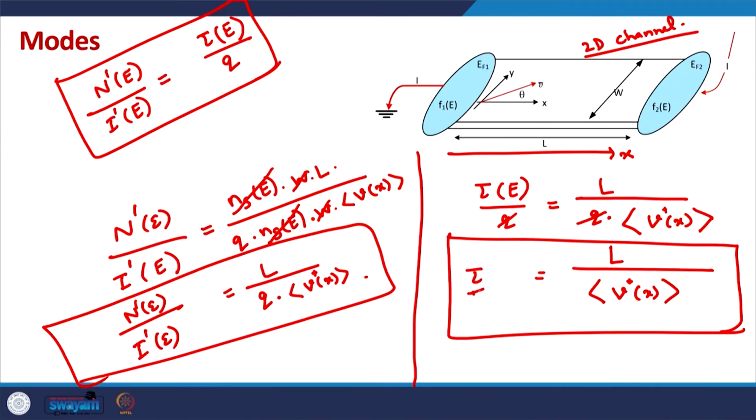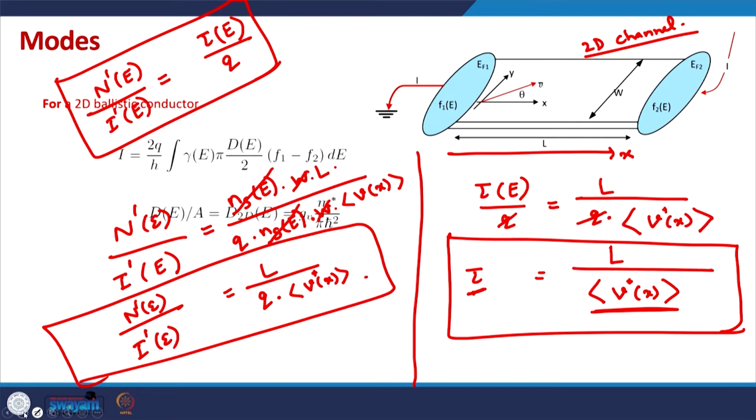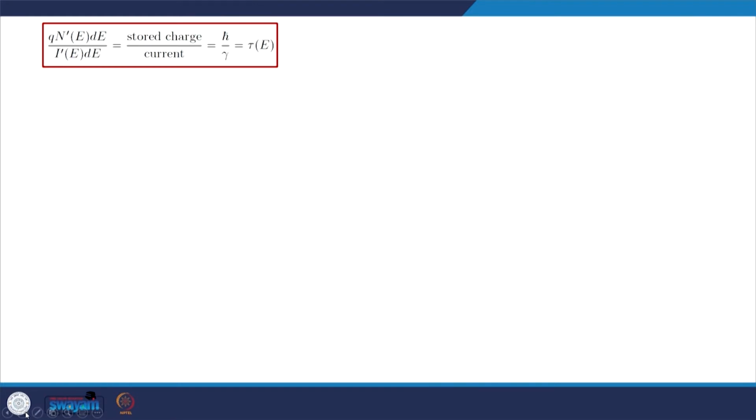Okay. So, from this expression what we see is that if we want to find out this characteristic time, we need to calculate the average velocity of electrons in the positive x direction, and that is what we will try to do in our next step, so to say. So, tau E is essentially, or I would say tau is L by average velocity in x direction.